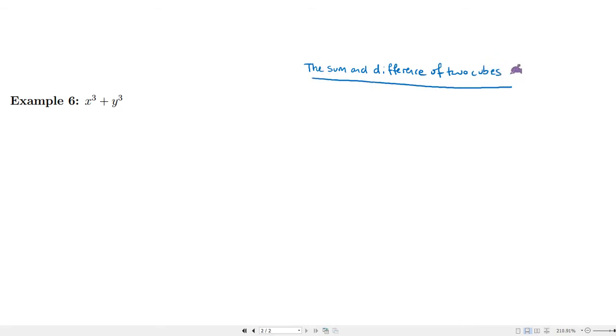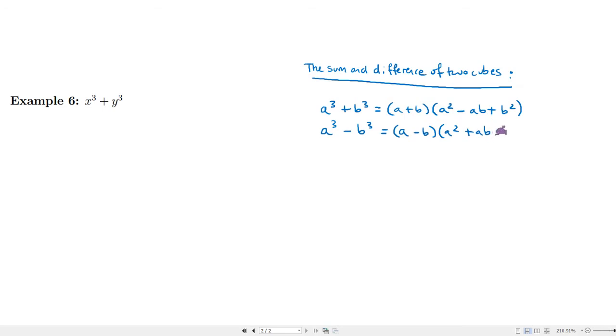Now those can be expressions with cubes as well, but if you ever have something like a cubed plus b cubed, we can always factor this as a plus b, and then we'll get a trinomial. This will be a squared minus ab plus b squared. So the cubic factors as a binomial times a trinomial like this. Similarly, if we have a difference of cubes, we can also factor that as a binomial times a trinomial. This will be a minus b and then a squared plus ab plus b squared.